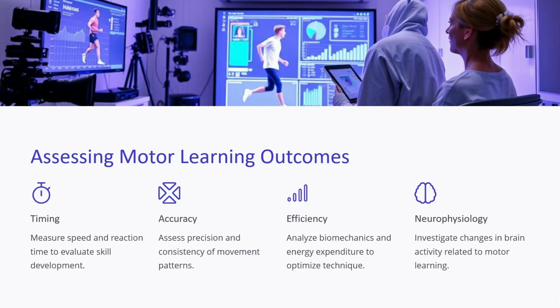Second is accuracy. Accuracy refers to how well a person performs a specific movement, like hitting a target or making a precise pass. Improving accuracy through practice and feedback is one of the key goals in motor learning, whether it's sports or rehab.